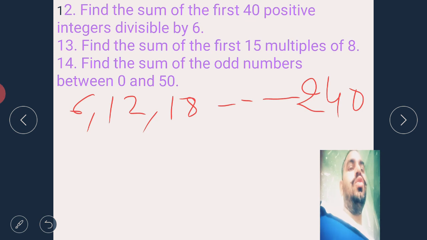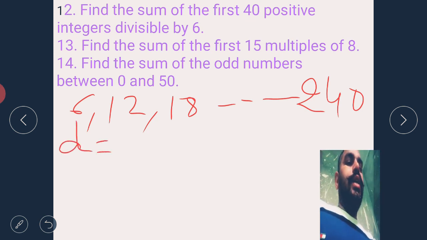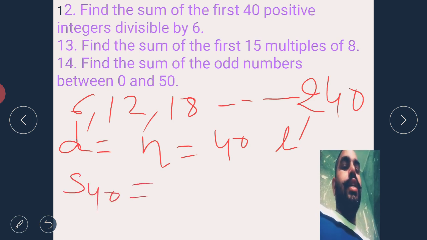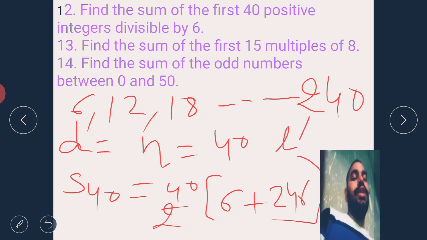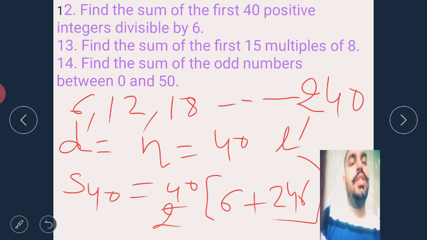Yes or no? So a is the first term and this is the last term, and n is equal to 40. Are you able to find out S40? Then a is here, n by 2, 40 by 2 into a is 6 plus last term is 240. Then solve this, you will be able to find out the sum of first 40 integers which are divisible by 6.